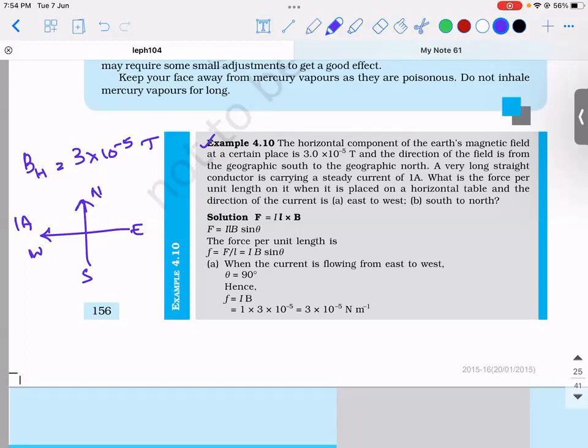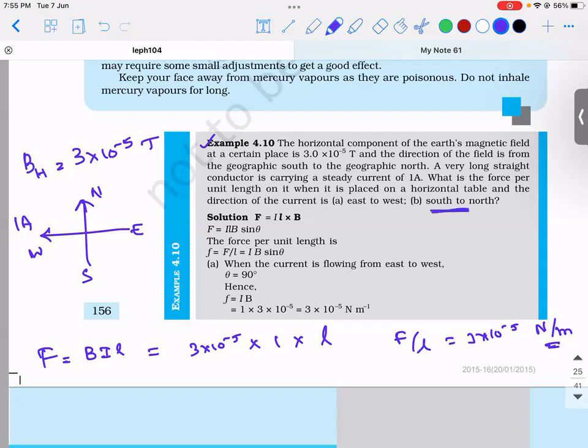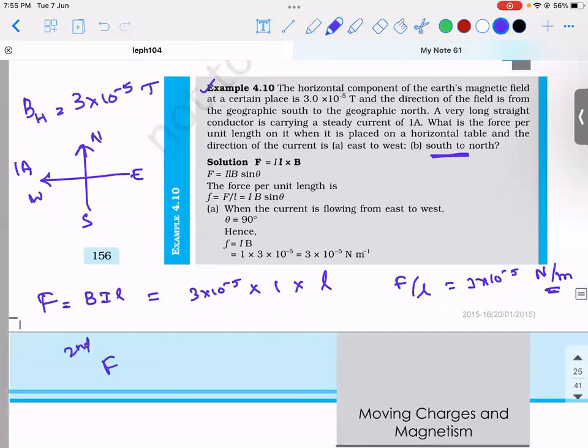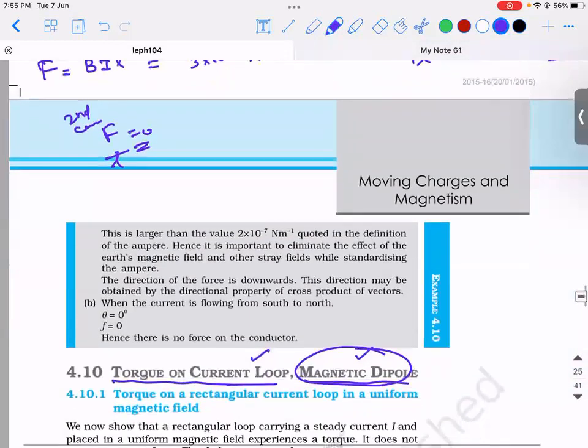So what is the force per unit length when it is placed on a horizontal table? What is the value of force? B into I into L. B is 3 into 10 power minus 5, I is 1, into L. So force per unit length will be 3 into 10 power minus 5 Newton per meter. Whereas in the second scenario, the current carrying conductor is placed in the direction of the magnetic field, so theta will be 0. Second case, F is equal to 0, or force per unit length will be 0. That's it.